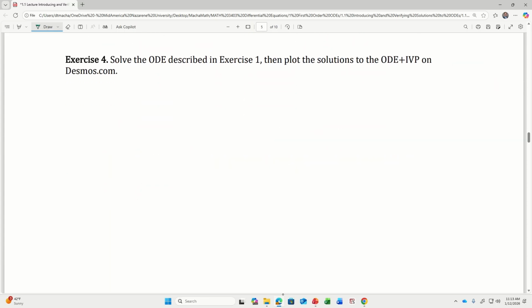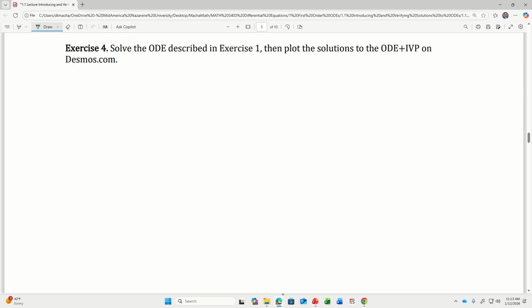All right, so let's finally get down to solving this thing, because we've done everything we can except for solve this ODE. Exercise 4, solve the ODE described in exercise 1. Let me write down the ODE again. Then plot the solutions to the ODE and IVP on Desmos.com. Cool. How do we solve this? Any ideas? Just kidding. We're going to divide both sides by y and divide both sides by p minus y. And we'll see what we get.